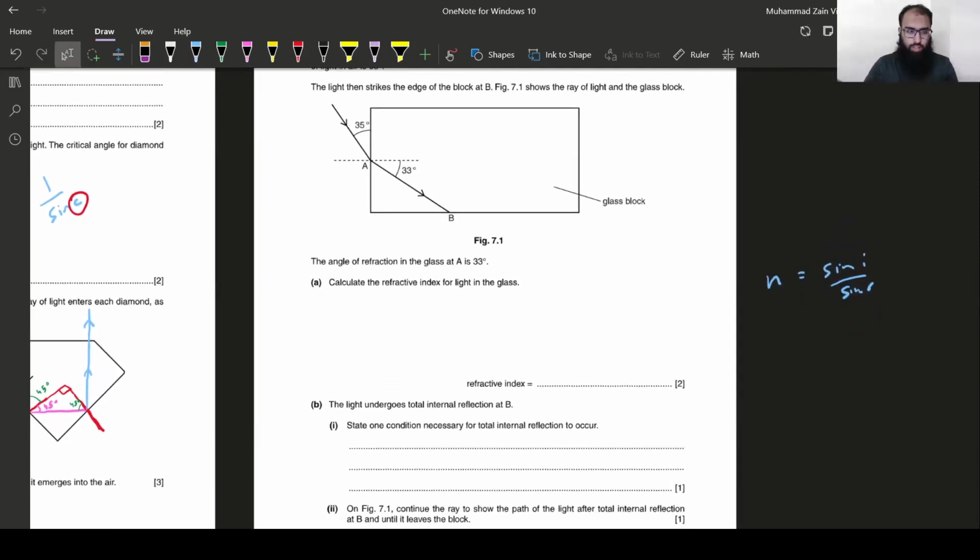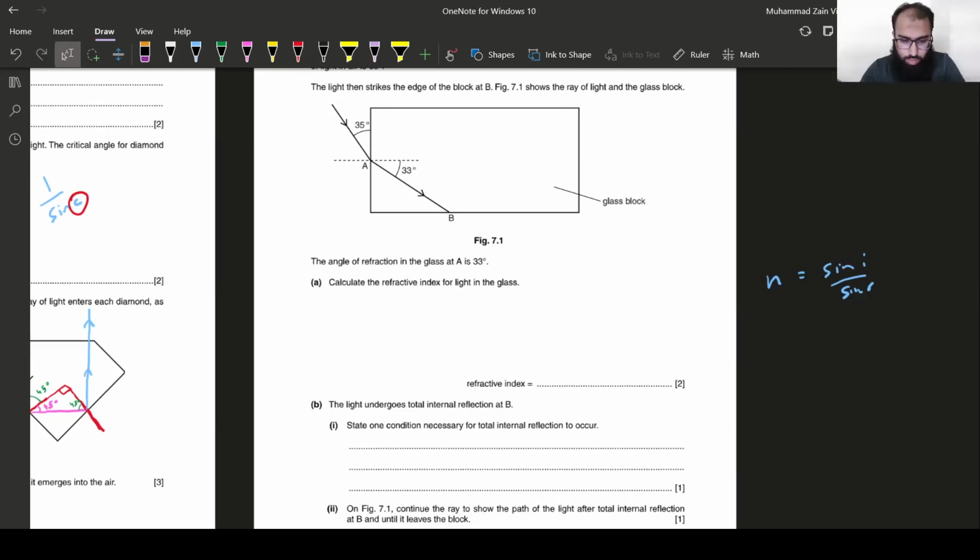Obviously, one thing is that the angle of incidence must be greater than the critical angle. So that's something aside. But one condition which is very necessary, without which the concept of internal reflection is not even valid.